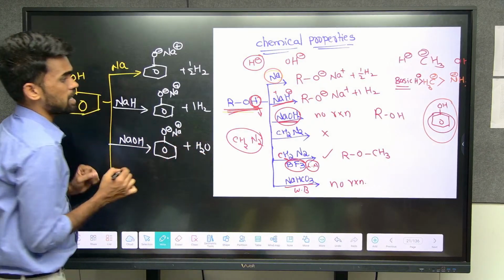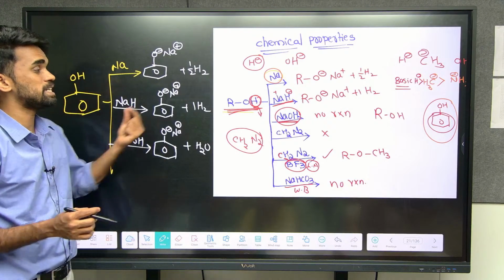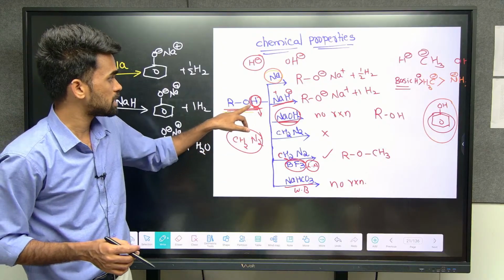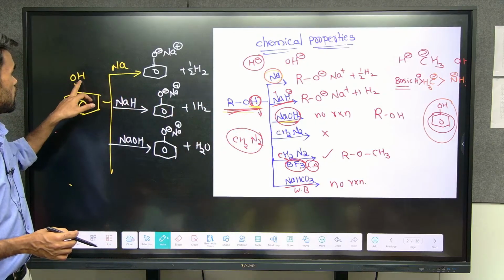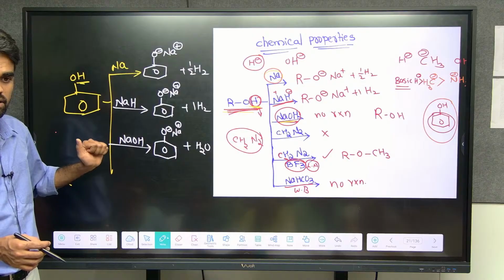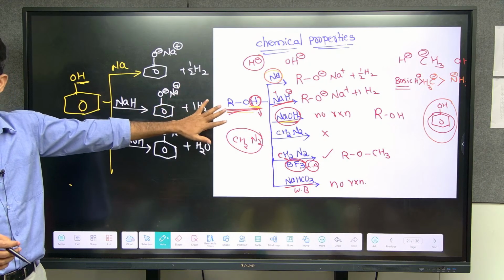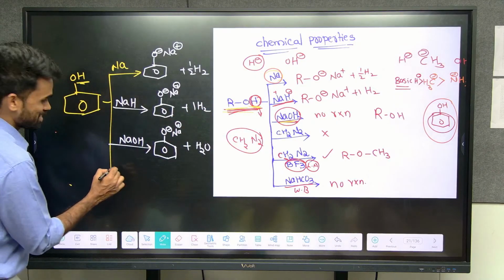So from this third reaction, you can say phenols are more acidic than alcohol. Who is more acidic? Phenols. Because this proton is not removed by NaOH in alcohol, but here this phenol proton is removed by NaOH. It means phenol is more acidic than alcohol. Everyone clear with this?